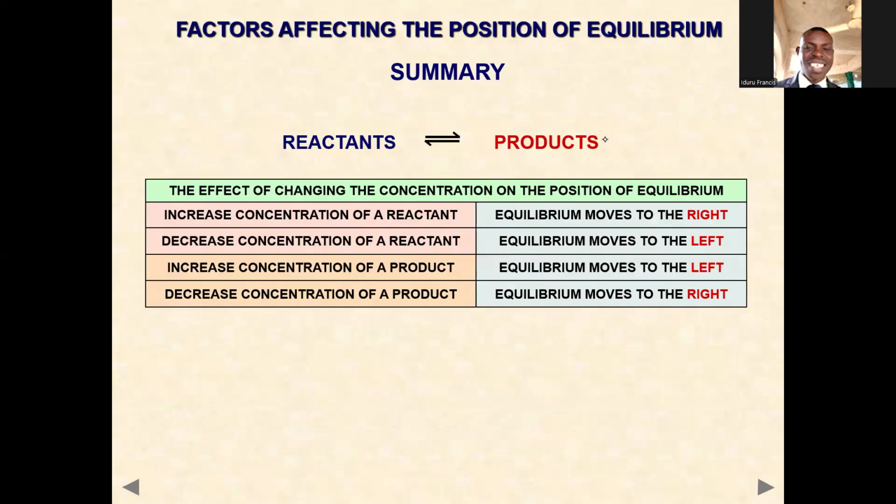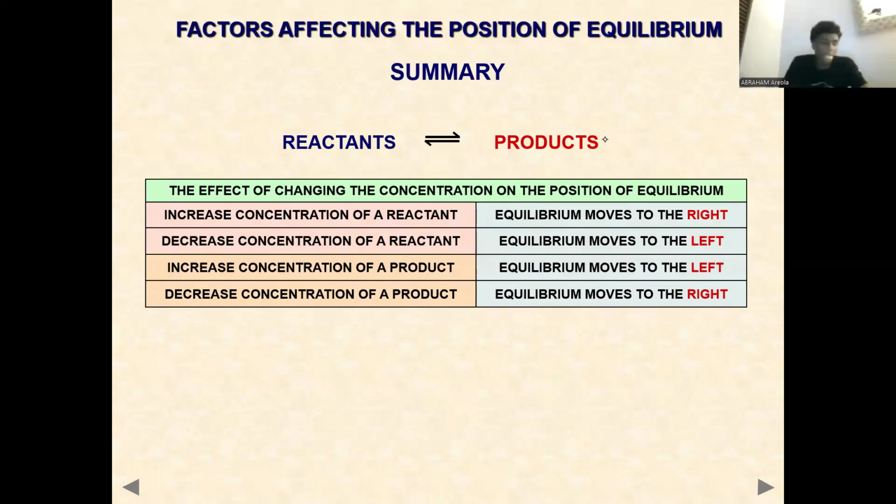Let's look at the summary for equilibrium. If you increase the reactant, equilibrium position moves to the right-hand side. If the reactant decreases, the product will react to replace the reactant. It will react and produce the reactant. So equilibrium position will shift to the left-hand side. If you increase the concentration of the product, there will be more product than the reactant. So the product will react to produce the reactant. So it will shift to the left.